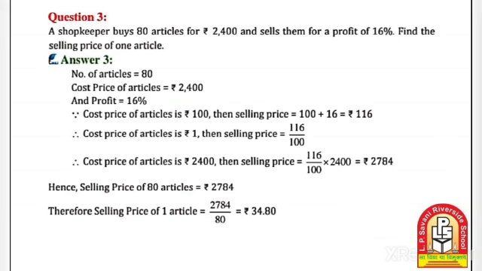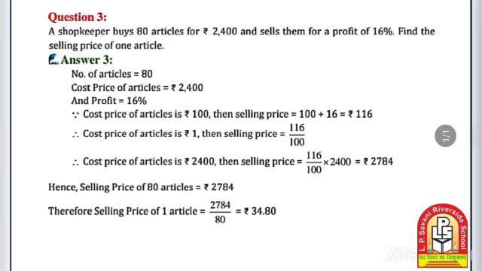In the previous lecture, we learned about exercise 8.2 up to question number 2. In this lecture, we start with question number 3. A shopkeeper buys 80 articles for rupees 2400 and sells them for a profit of 16%. Find the selling price of one article.